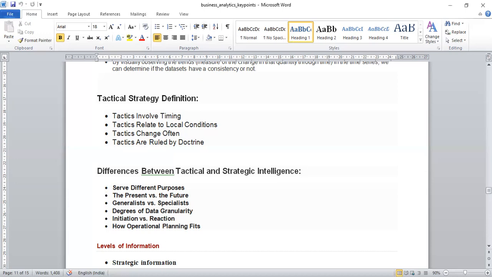Doctrines means a set of beliefs, a set of rules and beliefs formed together.